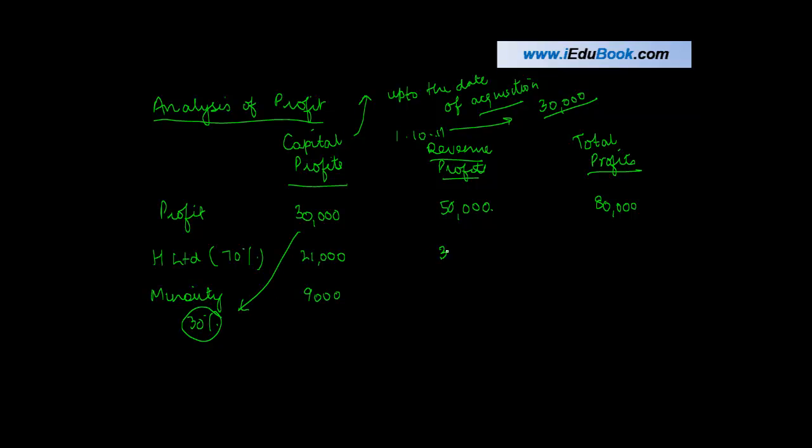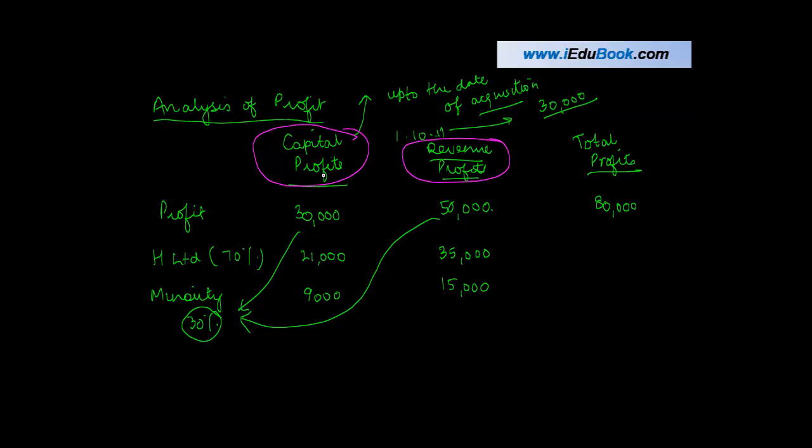50,000 into 70% gives you 35,000. 50,000 into 30% gives you 15,000. This is capital profits. This is revenue profits. Now let's see how we deal with each of these numbers. H Limited has a capital profit of 21,000.